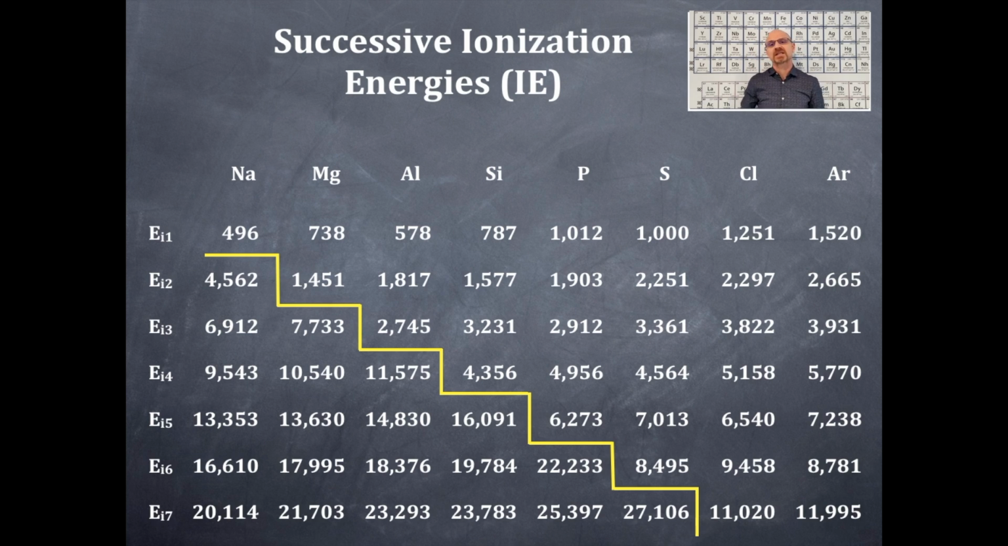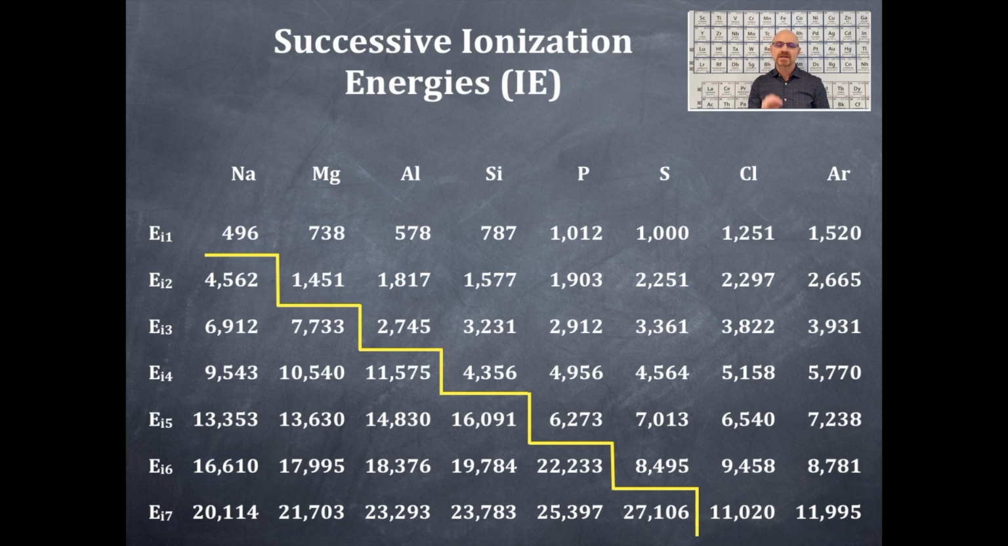Today we're talking about successive ionization energies. So that is sequential, one right after the other. So you should see this chart right over here. On the top of it, I have the elements: sodium, magnesium, aluminum, silicon, phosphorus, sulfur, chlorine, and argon. On the far left-hand side, I have ionization energy 1, ionization energy 2, ionization energy 3, 4, 5, 6, and 7.